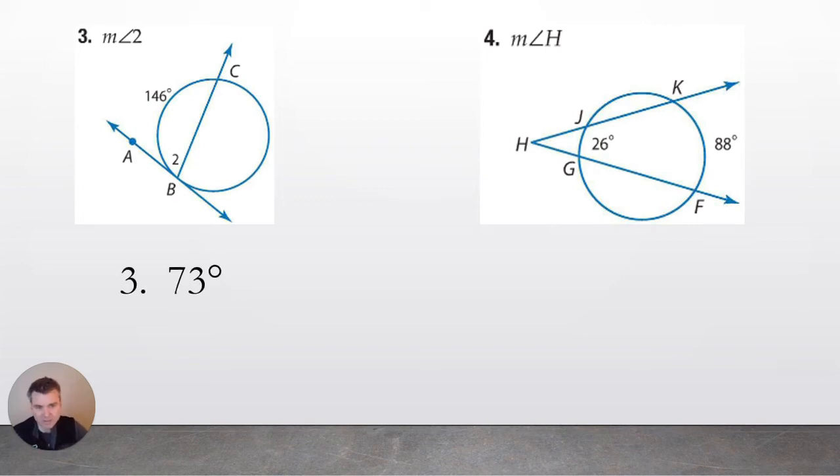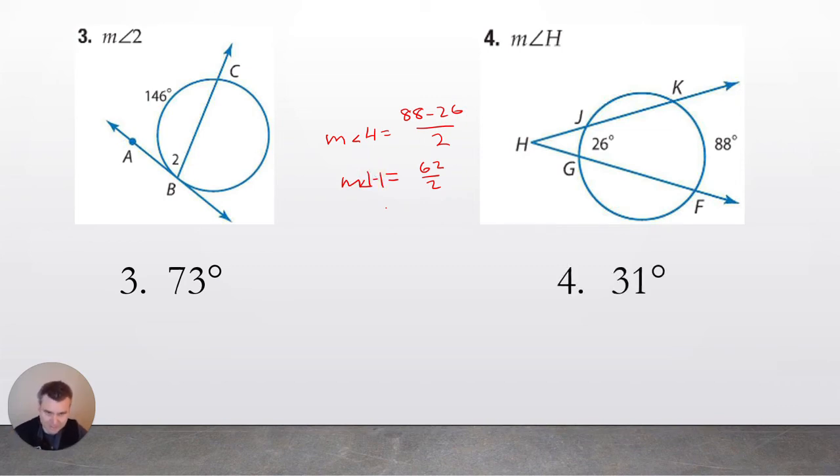Number 4, we had to find the measure of angle H. Well, H is an angle that's formed outside of the circle by 2 secants, so that is the difference divided by 2. So the measure of angle H is equal to 88 minus 26 over 2. 88 minus 26, that's 62 over 2. And you should get the measure of angle H is 31 degrees.